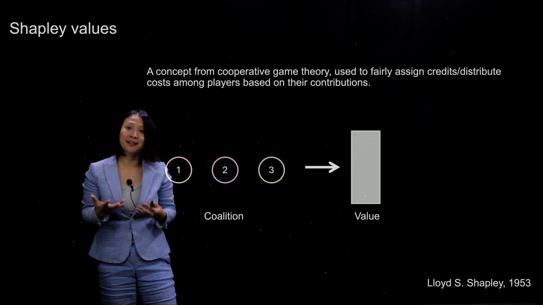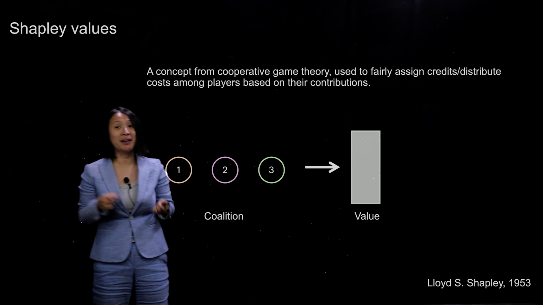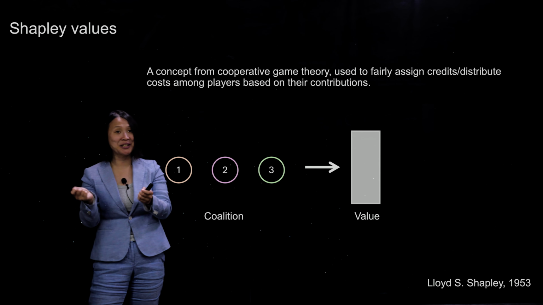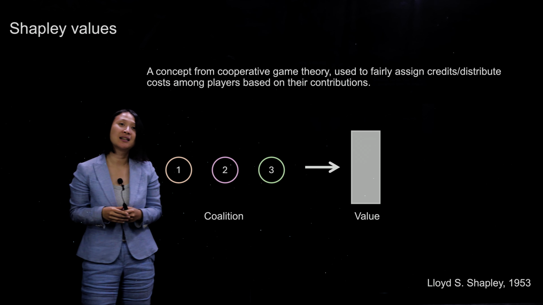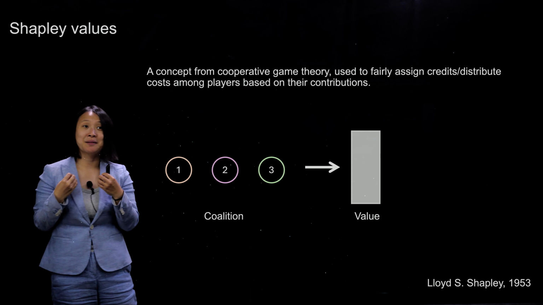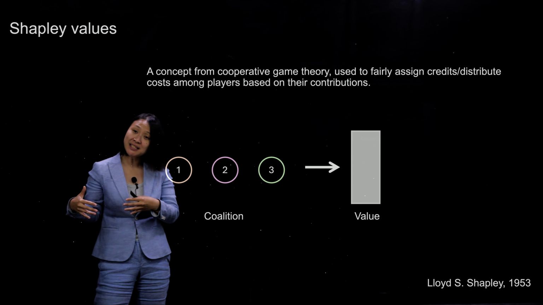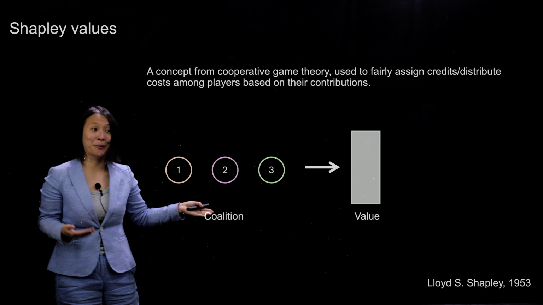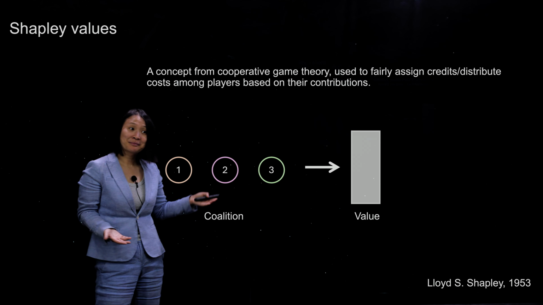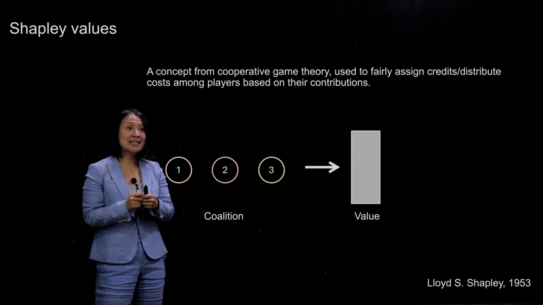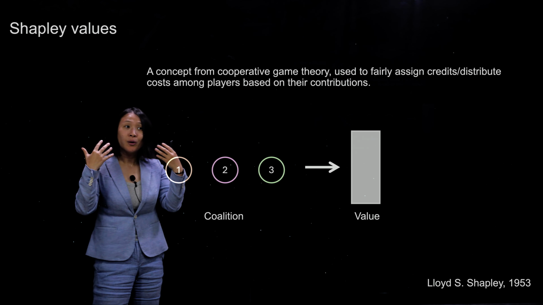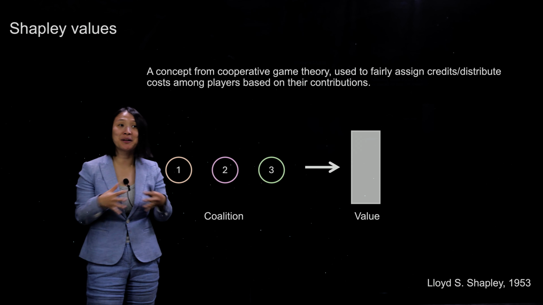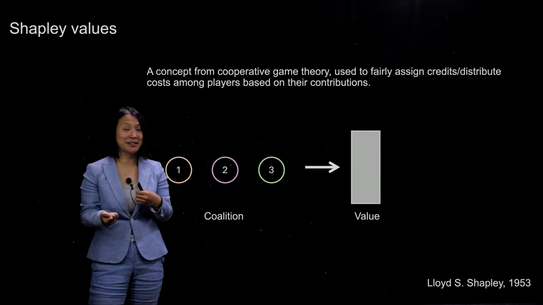A very popular explainable machine learning technique being used in the battery lifetime prediction application is the calculation of Shapley values. So Shapley values is a concept first originated from cooperative game theory back in 1953 by Lloyd Shapley. The idea here is that it's a way to assign the credits or distribute the costs fairly among the players based on their contributions.